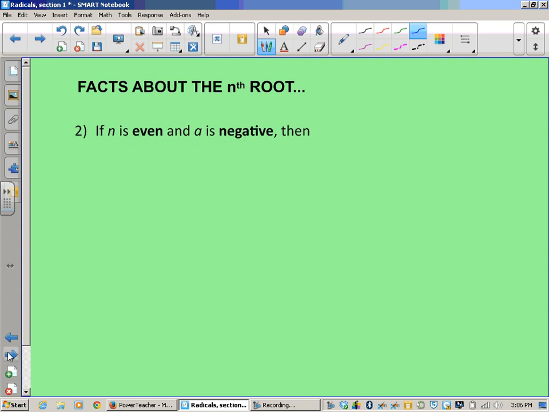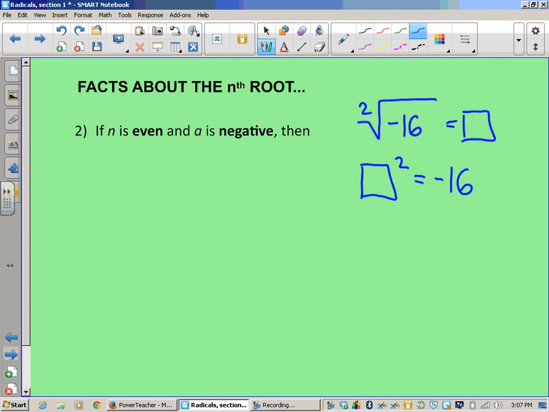Another fact about the nth root: what if n is even and a is negative? What if we have a negative inside the radical? Then what happens? Well, again, let's use an example. What if we have the square root of negative 16? What happens then? Well, think about that. We're looking for some number so that when we square it, we get negative 16. And as of right now, we don't know any number like that. So in this case, we would say that the nth root of a is not a real number.